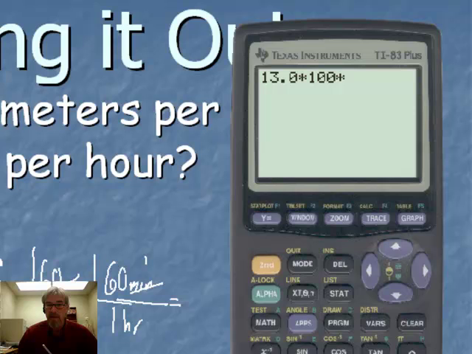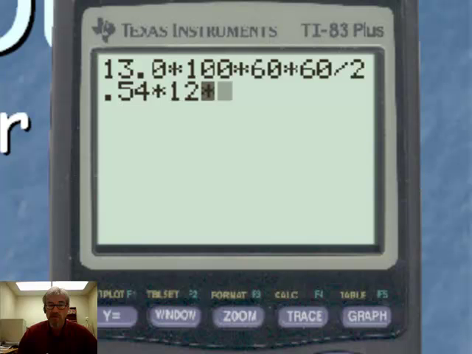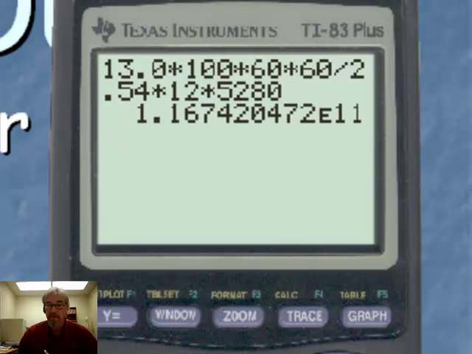So I've gone all the way across the numerator now. If you're following along with the numerator, it's 13 times 100 times 60 times 60. And actually, when you're doing the calculations, you don't have to put the 0 in the 13 because your calculator doesn't know from sig figs. Now I'm going to hit divide by, and then I'm going to divide by everything in the bottom. So it's 1 second, so 1 times 1 times 2.54, so 2.54 times 12 times 5,280 times 1 times 1. And when I hit enter, I come up with 1.17 times 10 to the 11th to three significant figures. So I'm going to write that down here.